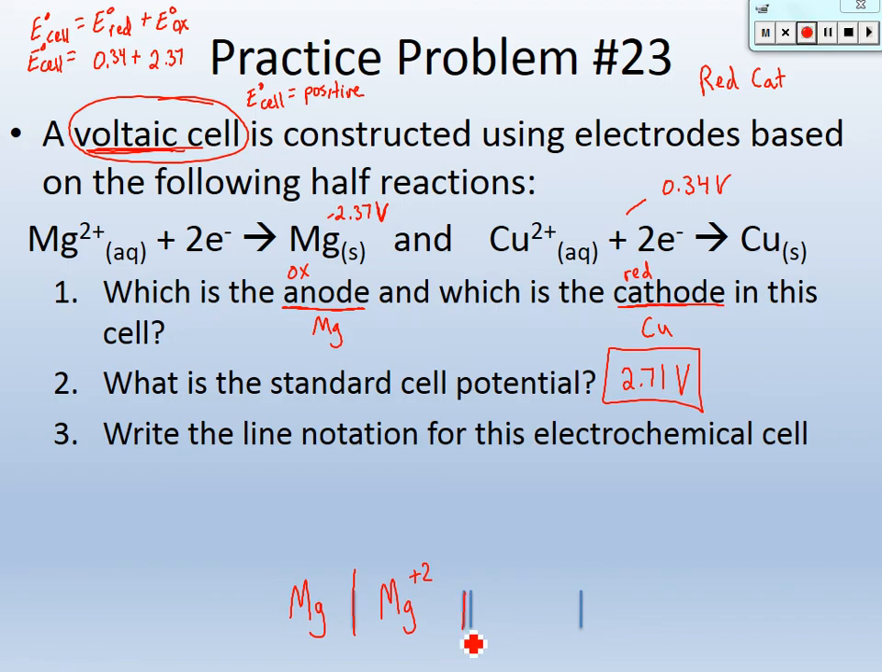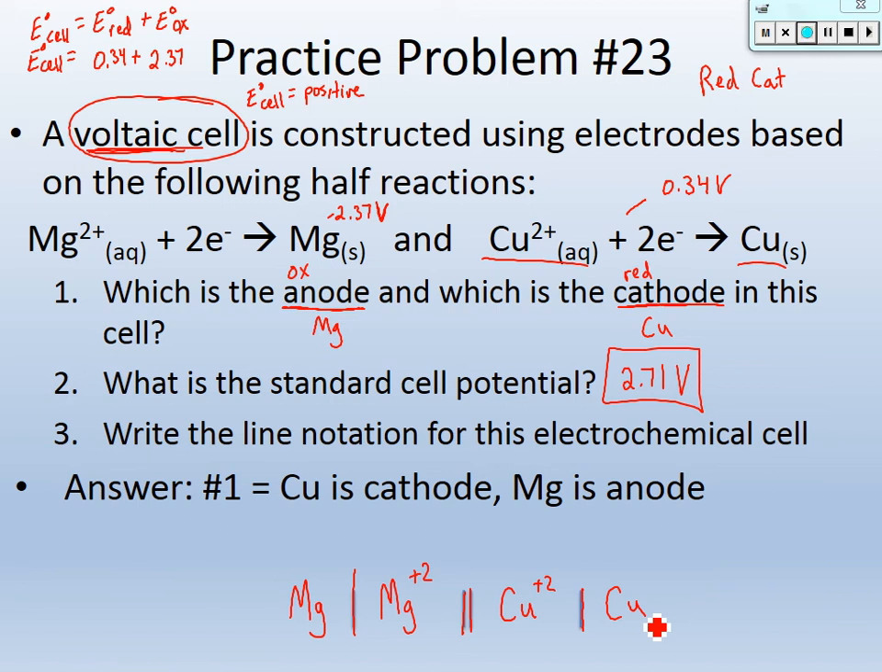Now the 2 lines, that separates the half reactions. This was our oxidation half reaction, or the anode. And now we've got the reduction half reaction, or the cathode, over here. We need the solution listed first, and my solution was the copper 2+, so I'm going to put Cu plus 2. And my cathode material was the copper, so Cu. And that's how you would write the line notation for that electrochemical cell.